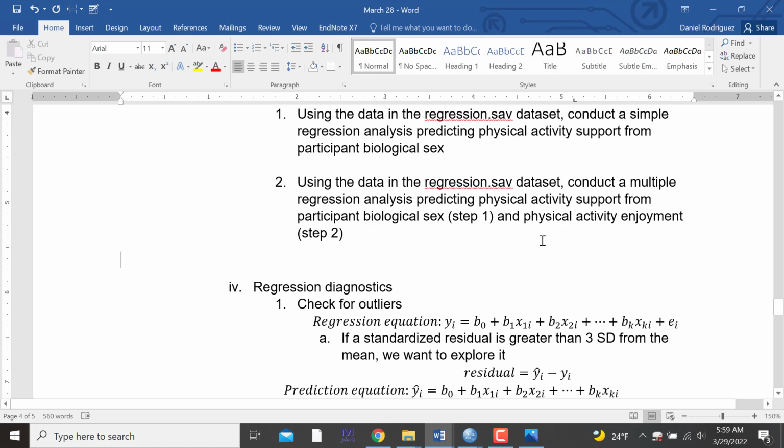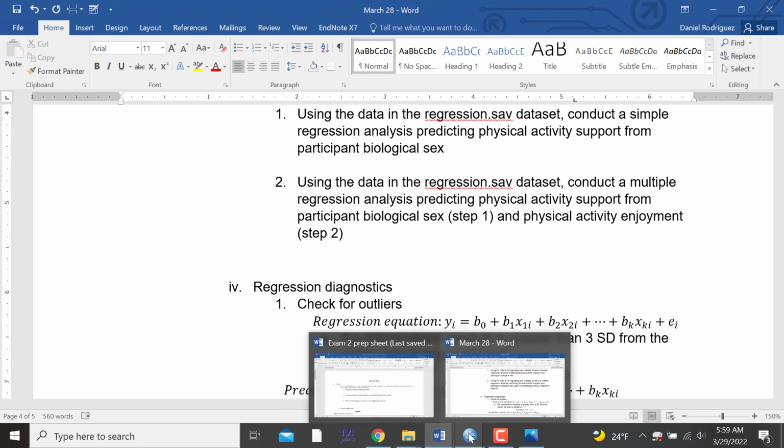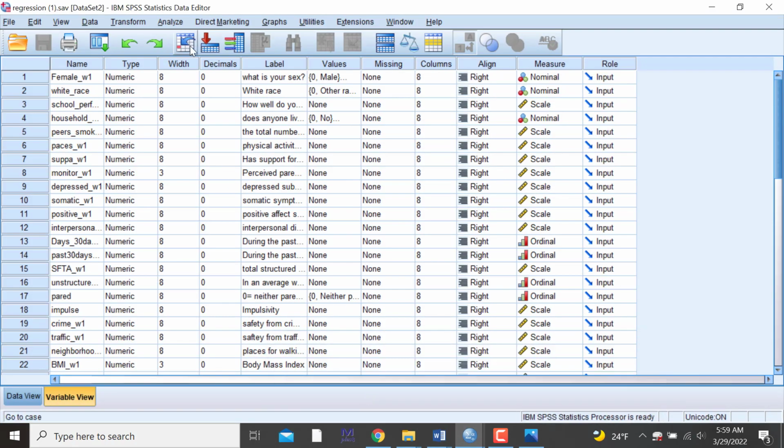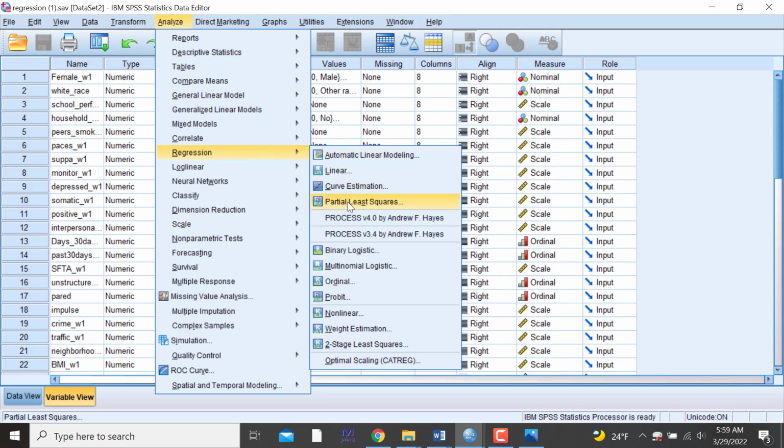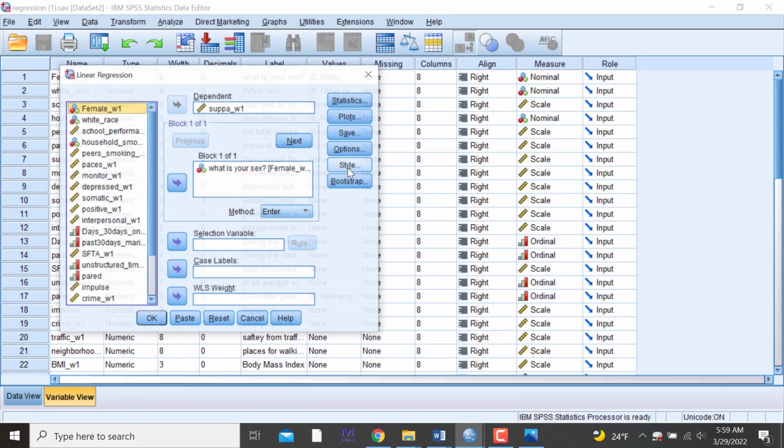All right, so we add physical activity enjoyment to this model. So now we're going from simple to multiple regression analysis. So it's Analyze, Regression, Linear. You'll notice now it says Next here. You don't truly have to do this, but I do it, and this is what I want you to do in your homework assignment. I'll enter this in the first step. See, it says block 1 of 1. So I'm going to add a new block.